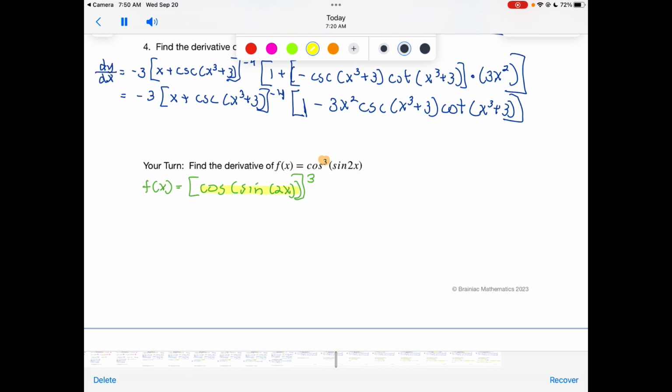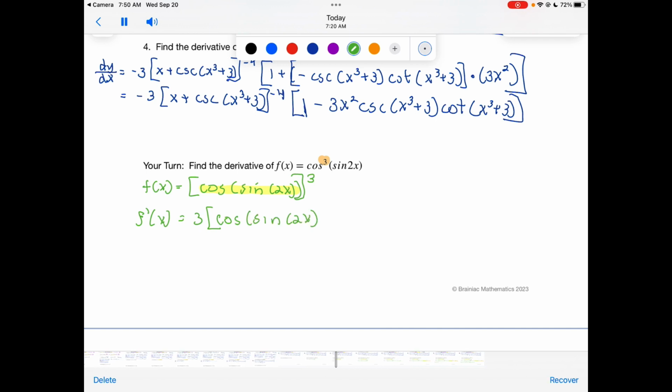So my first inside function is that cosine of sine of 2x. So my outside function is to the 3rd power. So I want to find that derivative first. So f prime of x is going to be equal to 3 times all of that yellow, and then decrease my power by 1, so that's now going to be raised to the 2nd power. And I need to times that term by the derivative of the inside. So the derivative of the inside is the derivative of the cosine of the sine of 2x. So the derivative of cosine is negative sine of the sine of 2x.